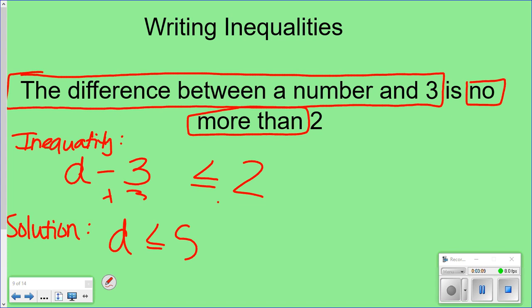What are some things D can be? 5, 4, 3. No, D is less than or equal to 5. 5, 4, 3, 2, 1. Yep. Landon, what are we learning from this one? How to write them. How to write them.